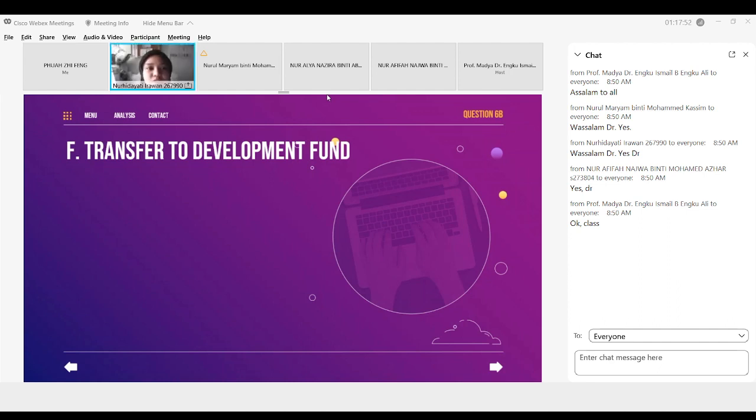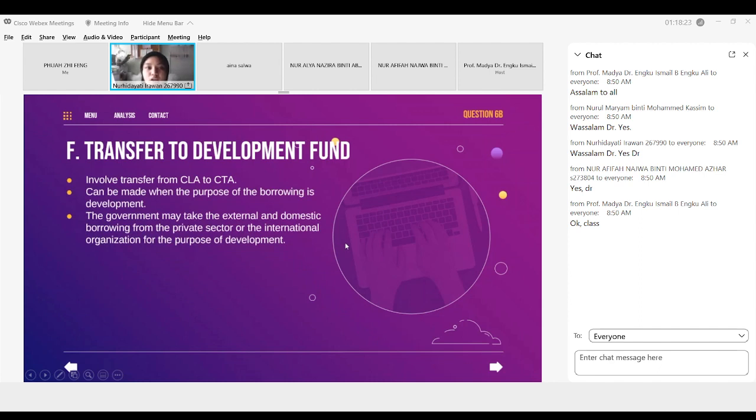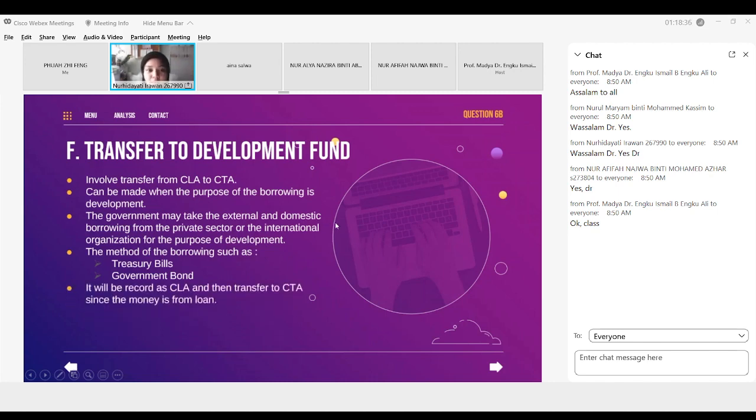Okay, the next question is the transfer to development fund. For this transfer to development fund, it involves the transfer from CLA to CTA. It can be made for the purpose of borrowing for development. The government may take external and domestic borrowing from the private sector or international organizations for the purpose of development. The methods of borrowing are such as treasury bills and government bonds. It will be recorded in the CLA and then transferred to the CTA since the money is from a loan.